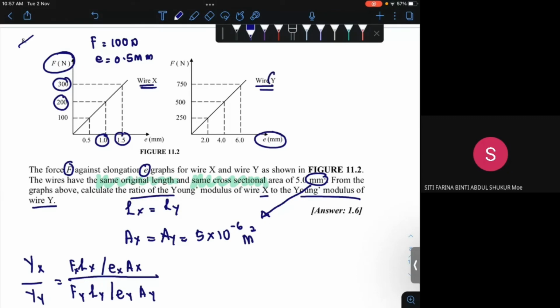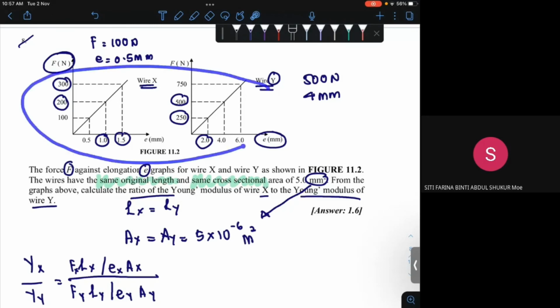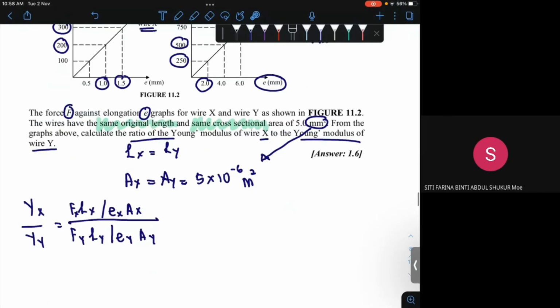Begitu juga untuk wire Y. Dia kata bila kamu punya force adalah 250, elongation kamu adalah 5. Bila force kamu adalah 500 dekat sini, elongation dia automatically jadi 4 mm and so on. Okay? So the value of your force and the elongation for those respective force can be read from the graph. Awak kena pandai baca. Maksudnya bila 100 dia adalah 0.5. So awak boleh pilih awak nak guna force yang mana.